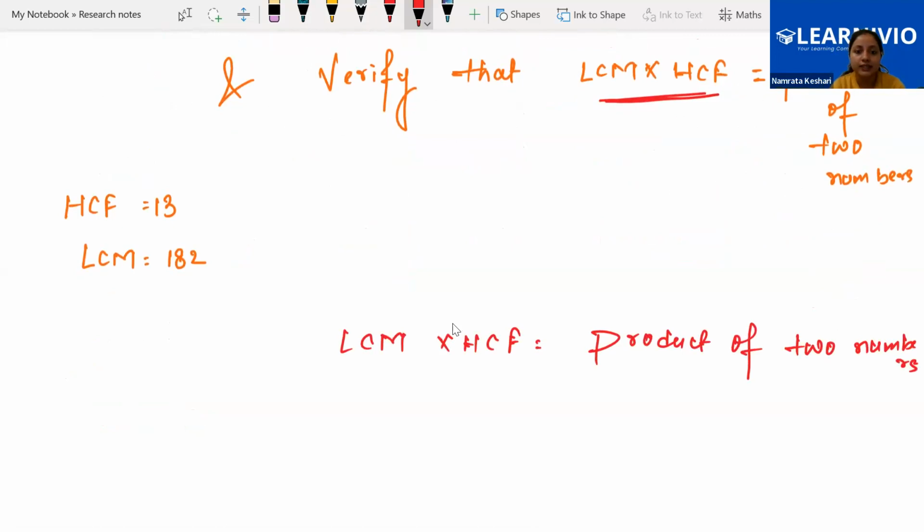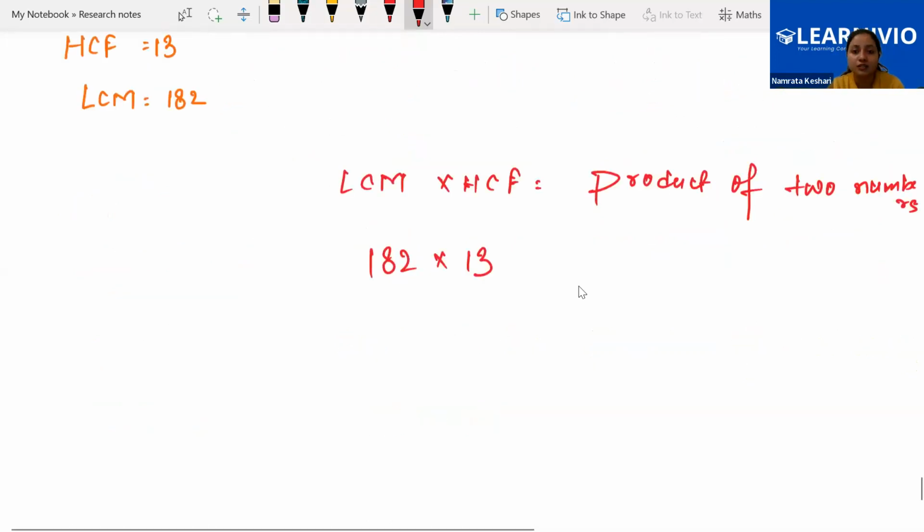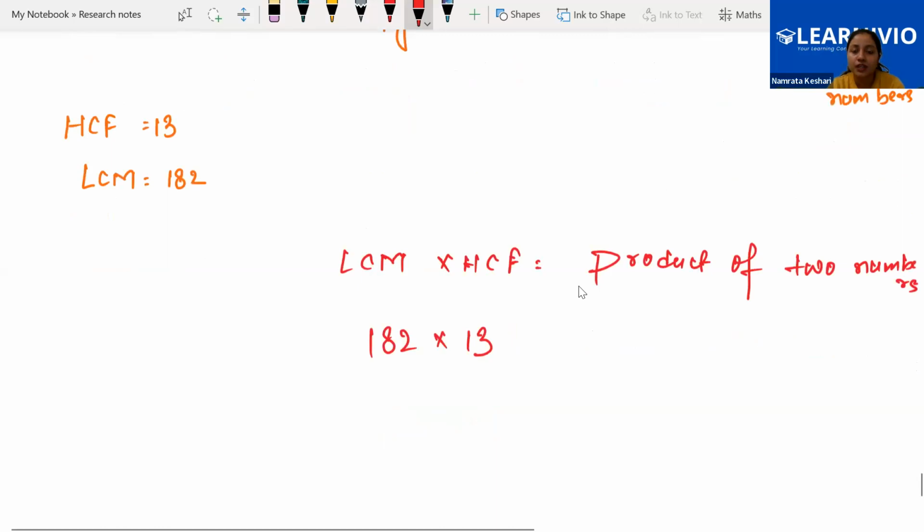What is LCM? LCM is 182. What is HCF? HCF is 13. We will be doing the multiplication of 182 with 13. Please let me know what you are getting. 182 into 13.